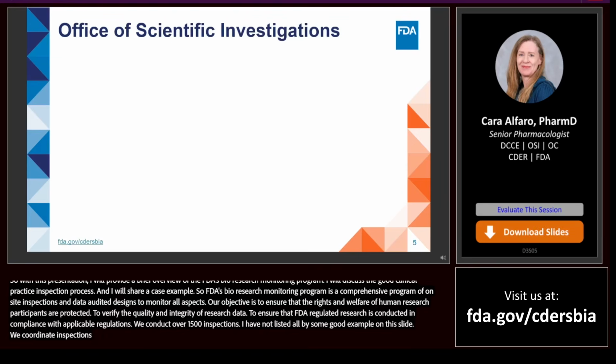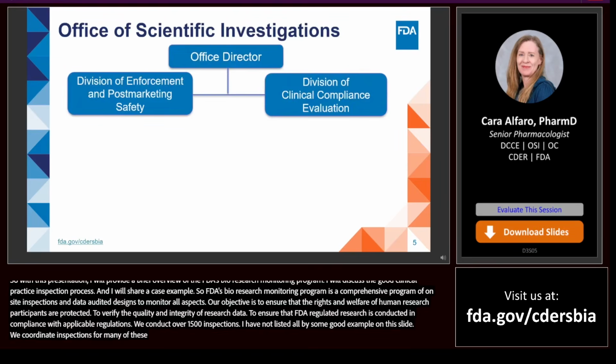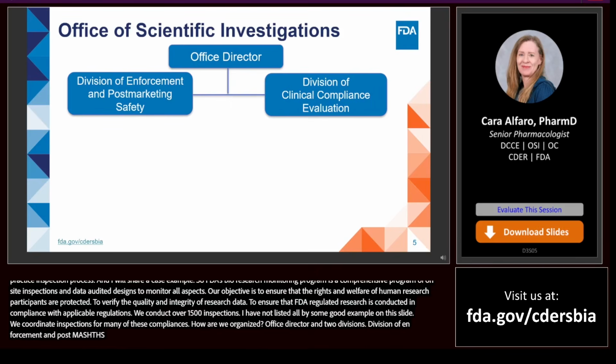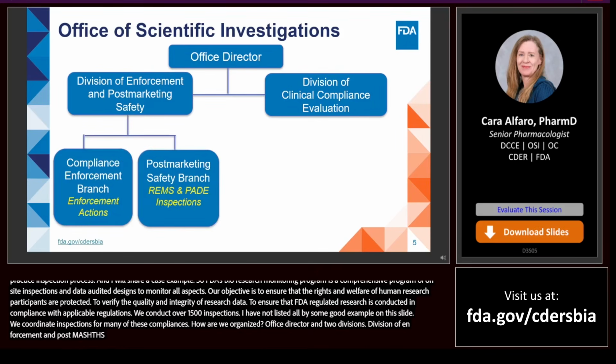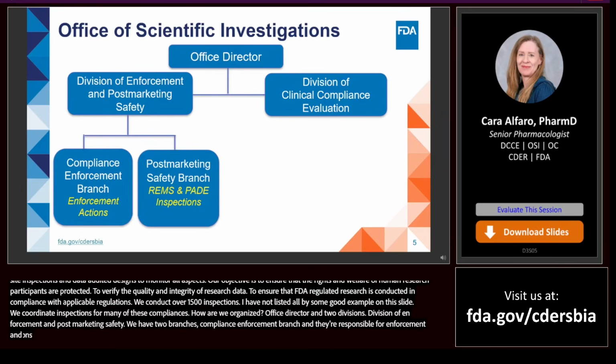So how are we organized, you may ask? Well, we have an office director, and we have two divisions, a Division of Enforcement and Post-Marketing Safety, and the Division of Clinical Compliance Evaluation. Under the first division, we have two branches, the Compliance Enforcement Branch, and they're responsible for enforcement actions, and I know that you'll be hearing more about that in other presentations. The Post-Marketing Safety Branch, and they coordinate REMS and PAI inspections.